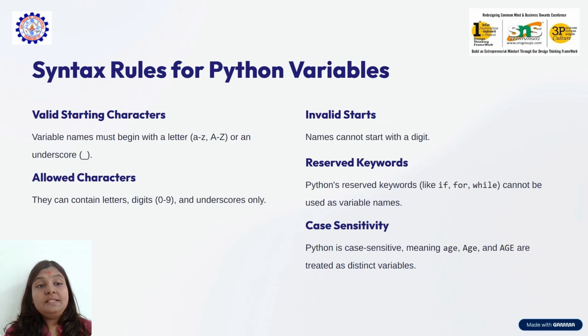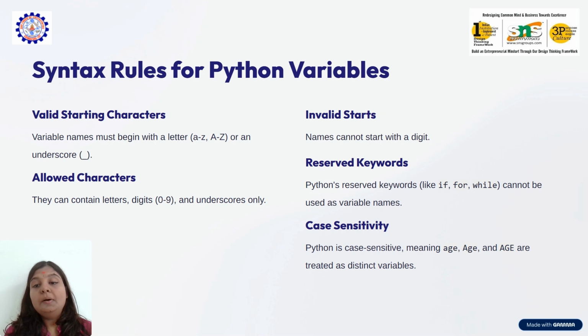Syntax rules for Python variables: valid starting characters. Variable names must begin with a letter or an underscore. They can contain letters, digits from 0 to 9, and underscores only. Names cannot start with a digit. Python's reserved keywords like if, for, while, etc. cannot be used as variable names.